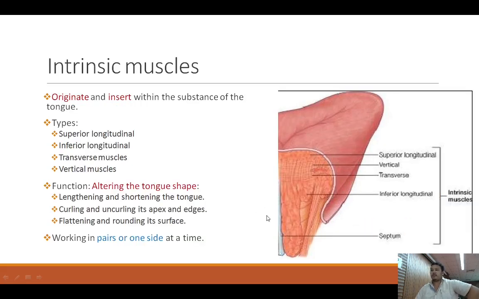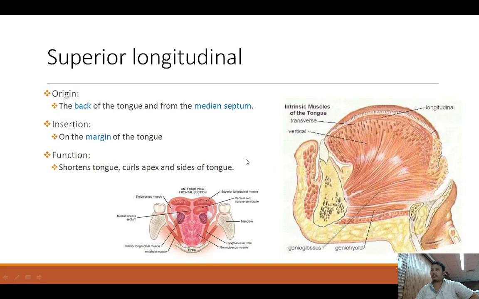So the function of these intrinsic muscles is to alter the tongue shape. If the longitudinal muscles contract, the tongue will shorten. If the transverse muscles contract, the tongue will become more cylindrical. And if the vertical muscles contract, the tongue will become flat. So knowing the direction of the fibers, you know how these muscles act. They can act in pairs from both sides, and also individually.